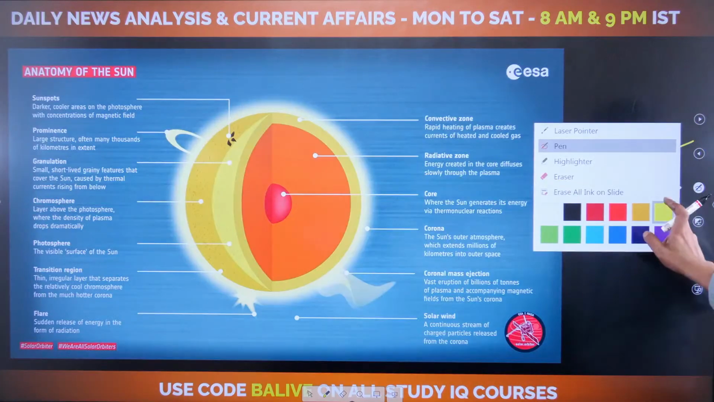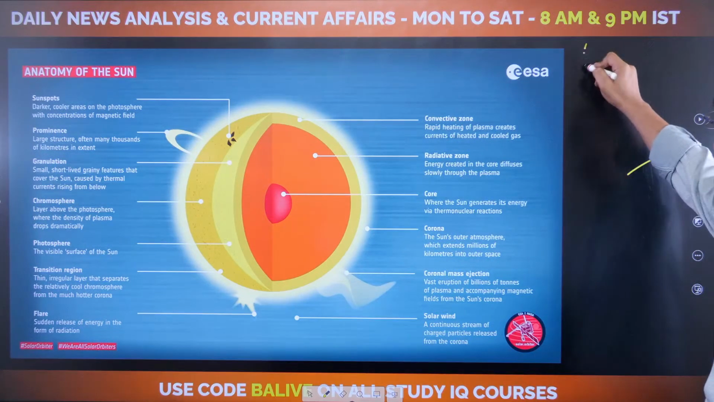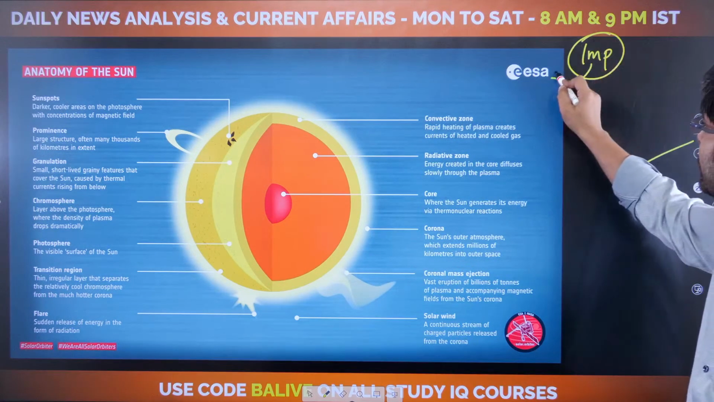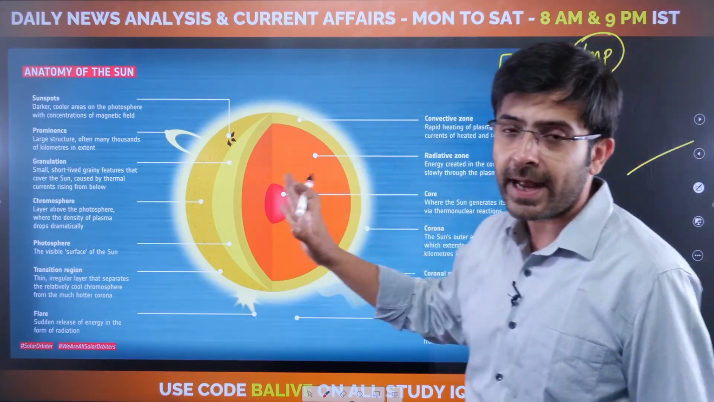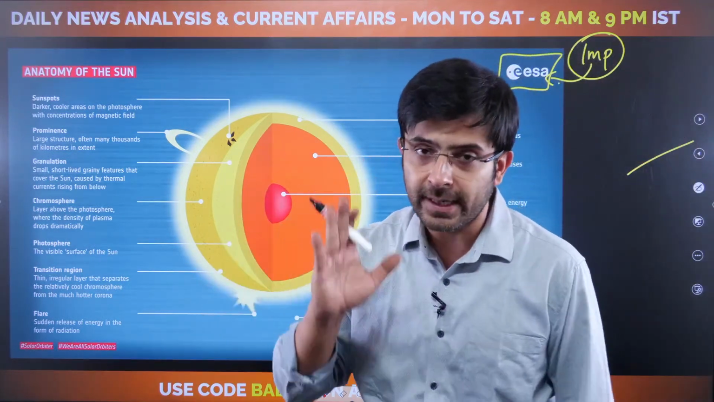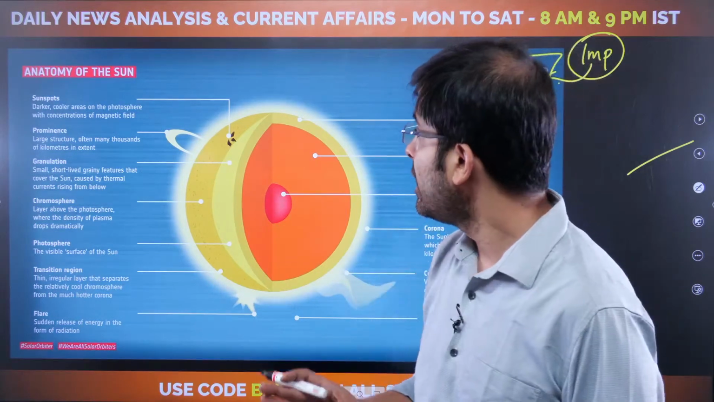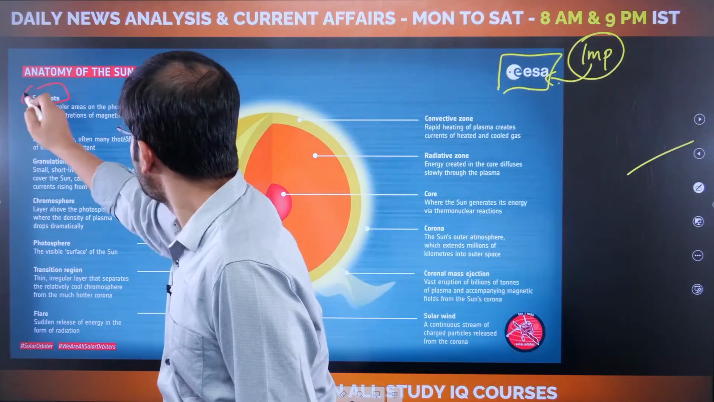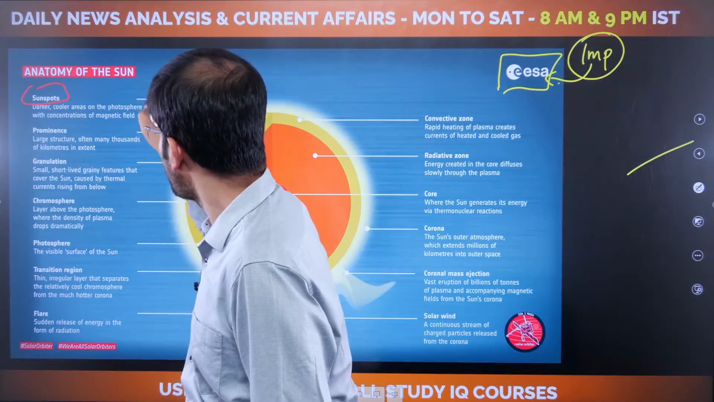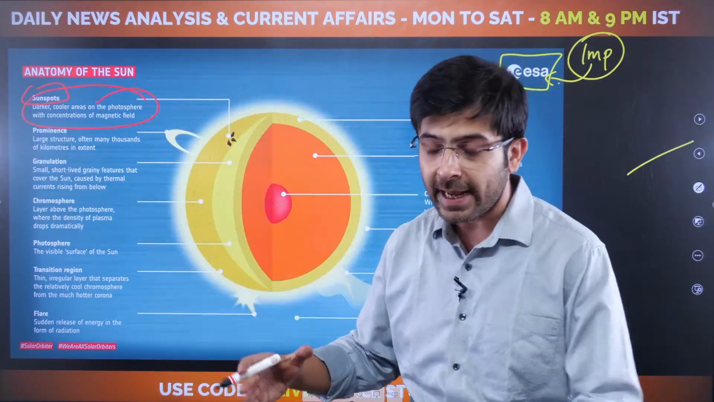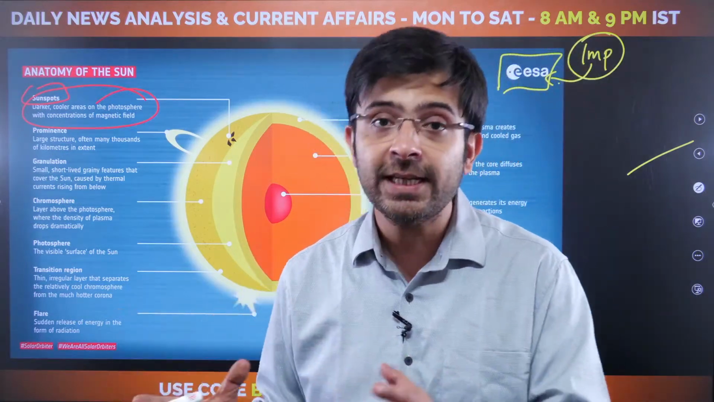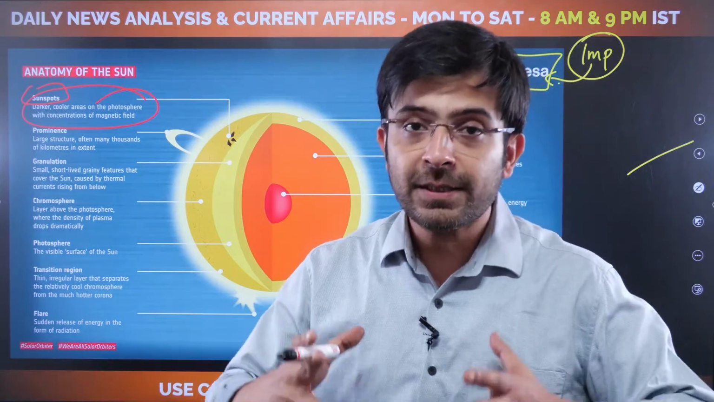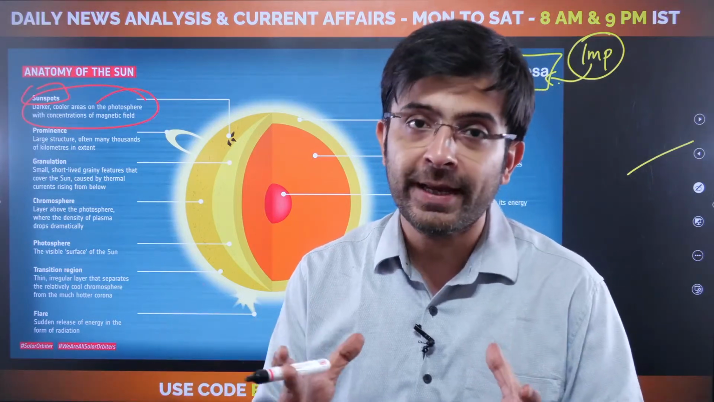Here it is. Now, very important in terms of the exam perspective. I suggest that you go through this slide. I've picked it from the ESA website, so it completely encapsulates all the theory that you need insofar as the sun is concerned from the prelims perspective. So let's look at sunspots. Darker, cooler areas on the photosphere with concentration of the magnetic field, because again these nuclear reactions are taking place. So much energy is being released. So obviously the sun's magnetic field will have a role to play in it.